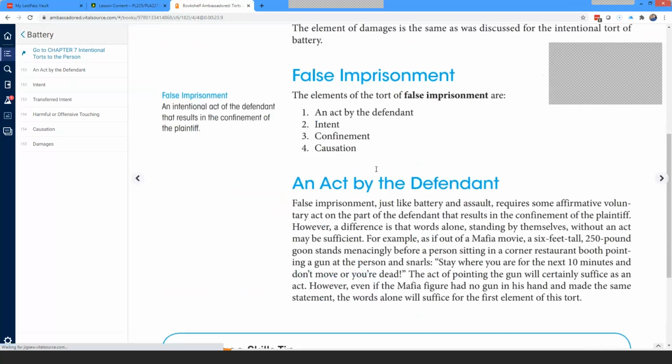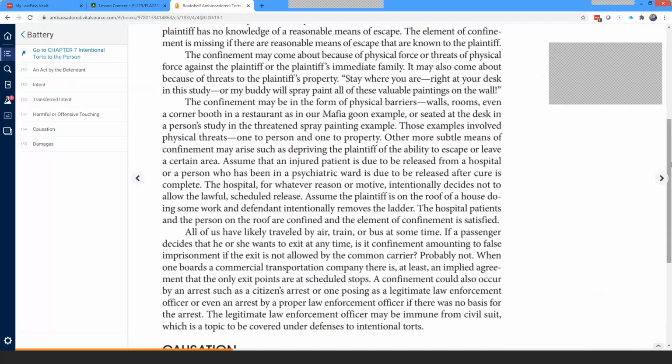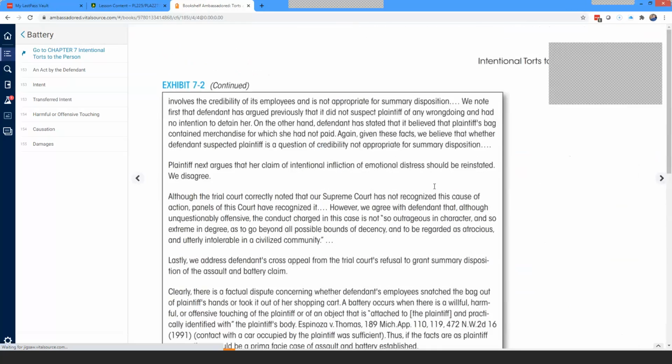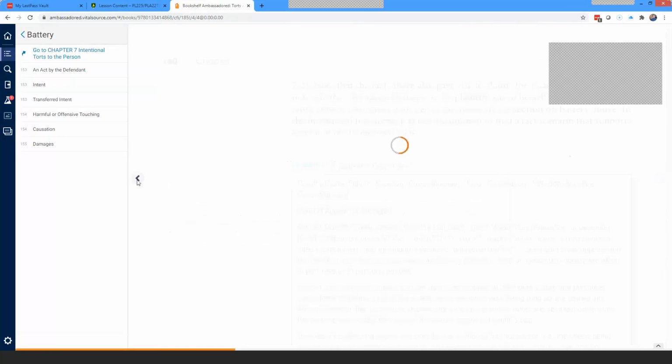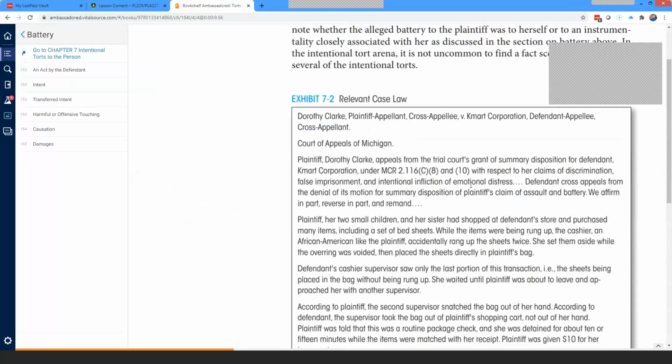False imprisonment is pretty much like it sounds, but it's not technically in a prison. It could be in a closet or something in somebody's house. Confinement means that somebody cannot get out. And this case deals with false imprisonment, intentional infliction of emotional distress.